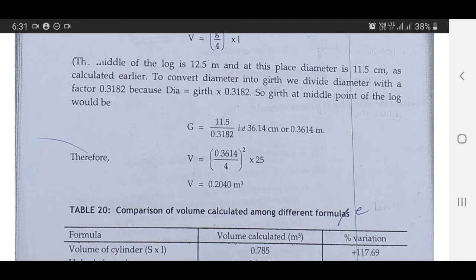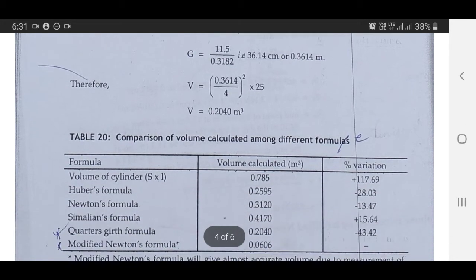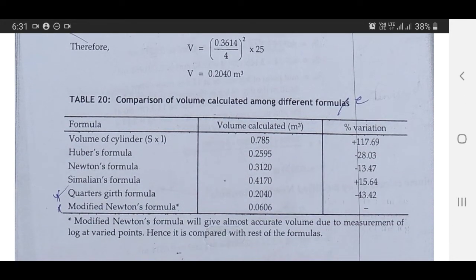Comparison of volume calculated by different formulas. Formula: volume of cylinder S into L, Huber's formula, Newton's formula, Smalian's formula, quarter girth formula and modified Newton's formula. As earlier you have already calculated these volumes by using these formulas, so it is shown in the table. You see the variation in percentage.